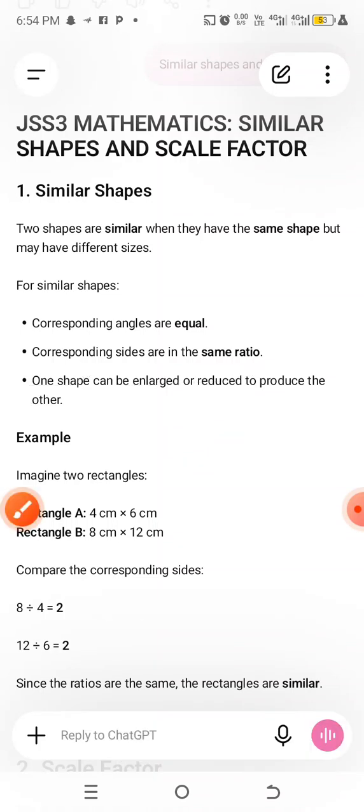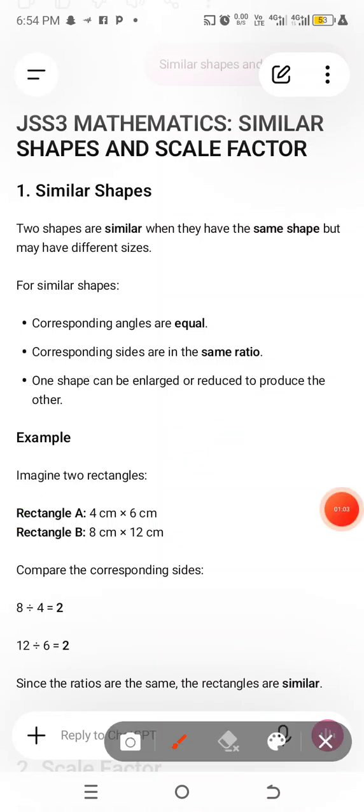Imagine two rectangles, rectangle A and rectangle B. The size of rectangle A is 4 by 6 centimeter, while the size of rectangle B is 8 by 12 centimeter.